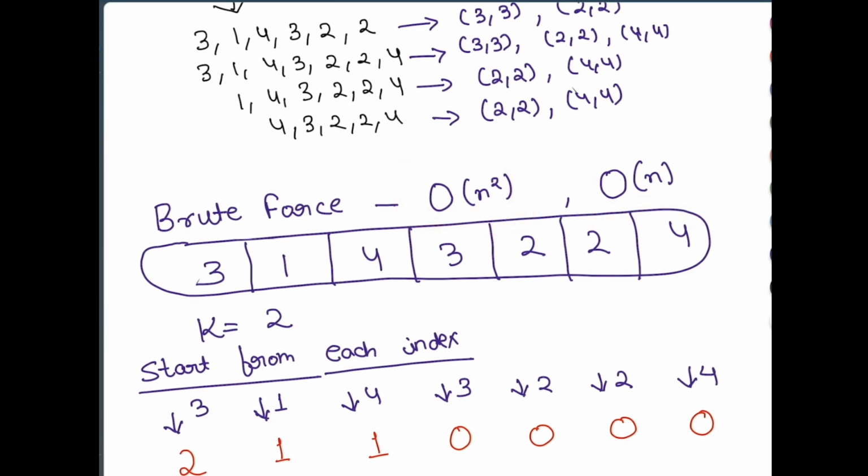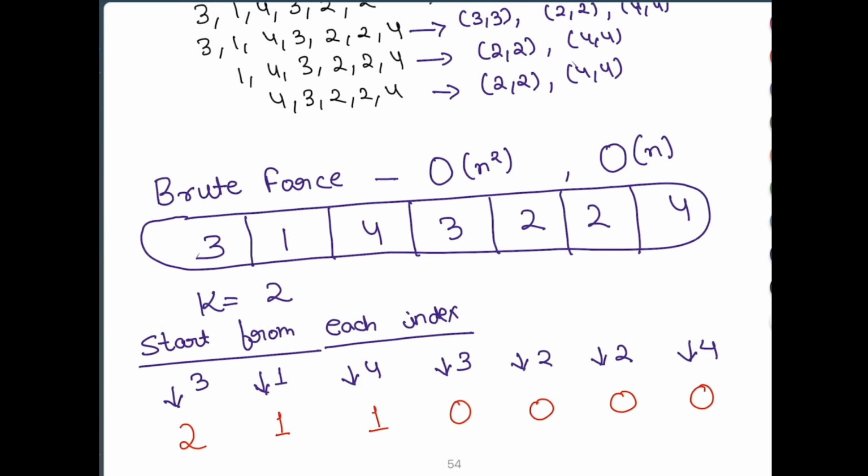But it is important to understand this algorithm, although it is going to give us the time limit exceeded error, because it sets the path for us to understand how we can optimize this. Now what we do in this algorithm is, we have this as an input, that's our array, and we have k. You start from each of the indexes. You have a total of 7 elements here, starting from index 0 and going till index 6. The elements are 3, 1, 4, 3, 2, 2, 4.